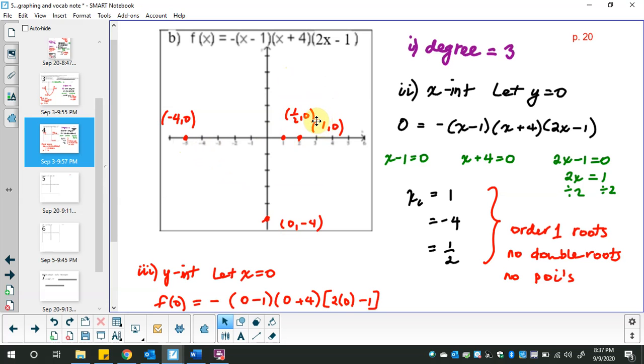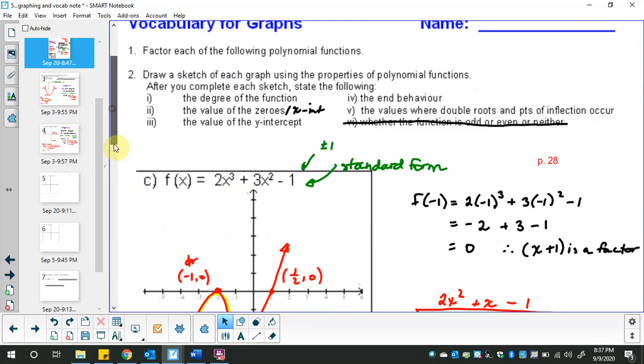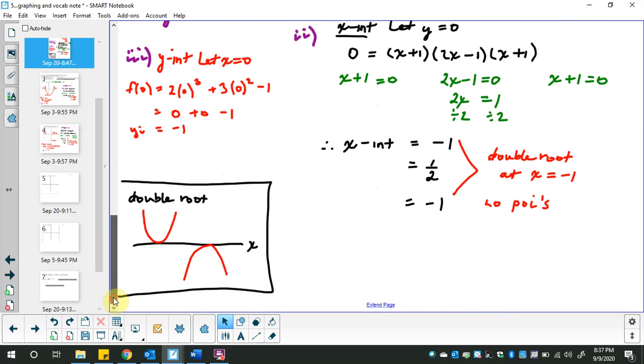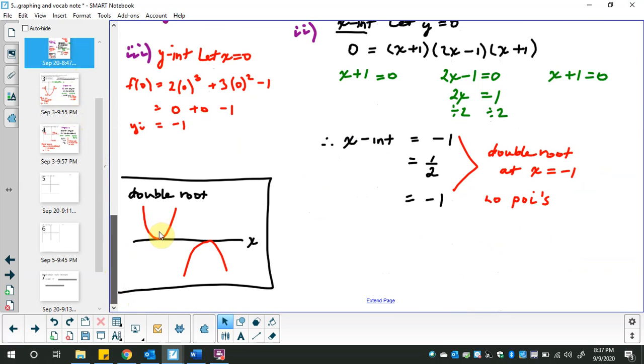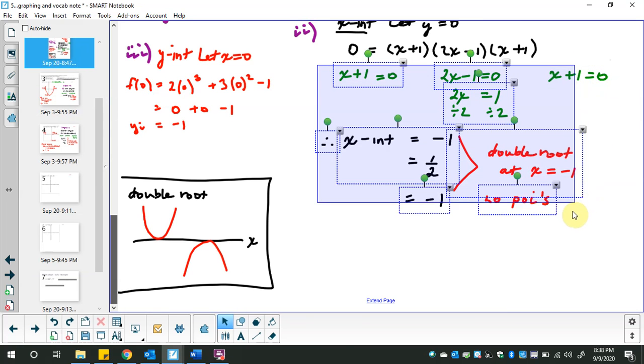Now, like I said, there's no bouncing with this, so I can't have any parabola shapes, which is kind of lucky, because double roots mean that you have the ability to do this.